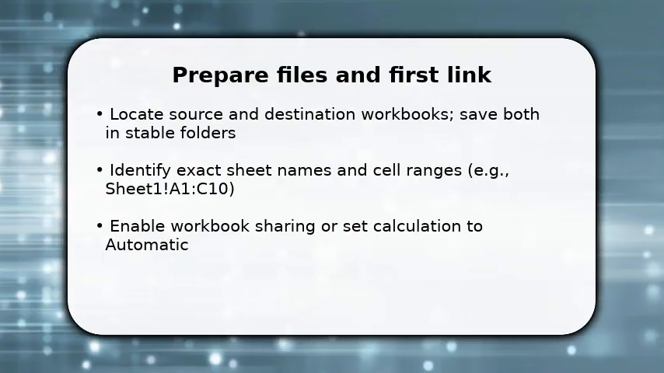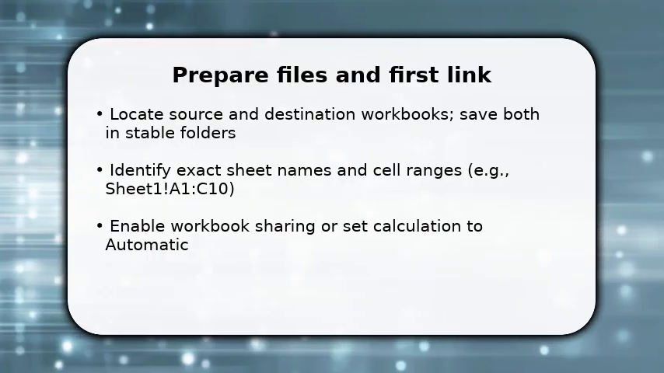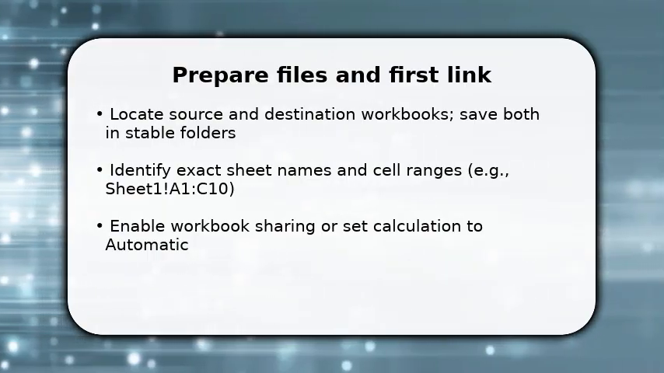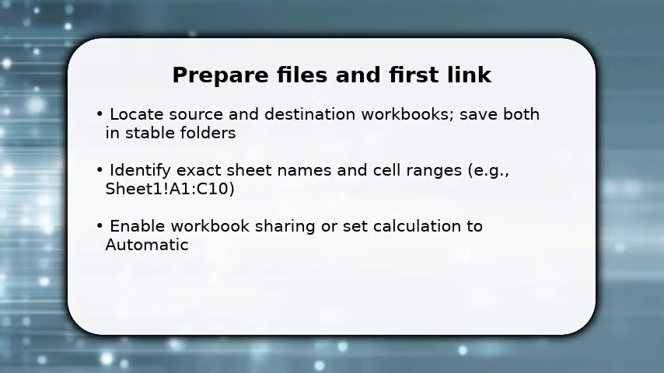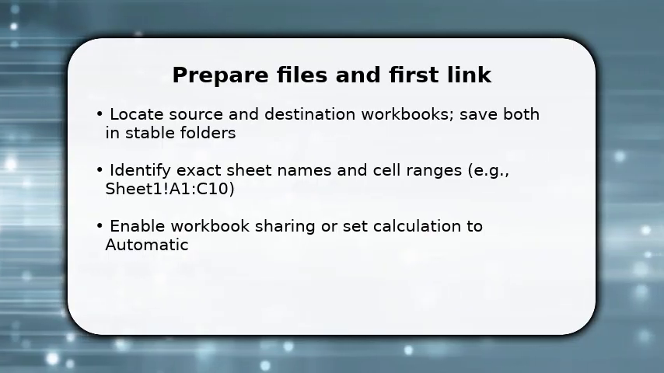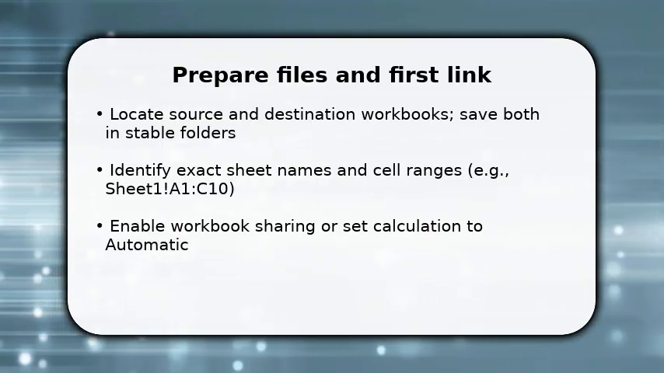You start by opening both workbooks side by side so you can reference them directly. First, decide which file will contain the live link and which will be the source. Click the destination cell, type equals, then switch to the source workbook and click the cell or range you need.